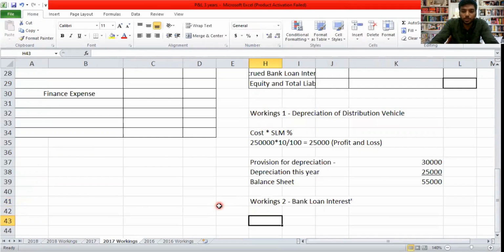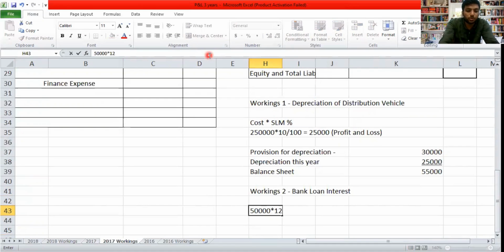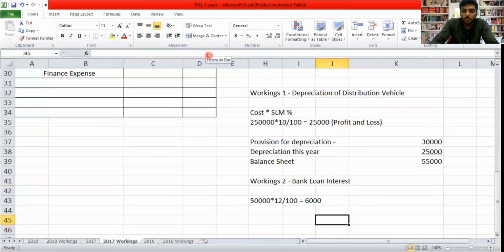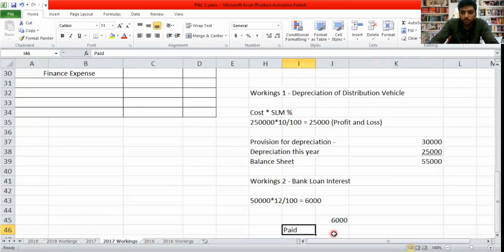So how much is bank loan interest we have? We have paid 4,000, but we need to find about the whole bank loan. 50,000 is a bank loan, so they are paying 12%. So 50,000 into 12 over 100 will give you 6,000. So 6,000 is the amount you should pay. But how much have they paid? So this is payable, the actual amount you should pay. But paid, on the trial balance we found how much they have paid. They have paid bank loan interest of 4,000. So let me take 4,000 here and deduct it from the 6,000.